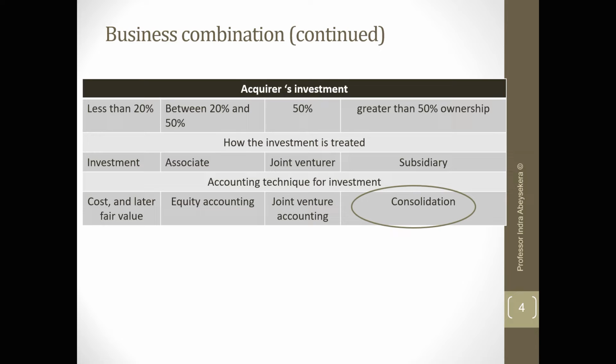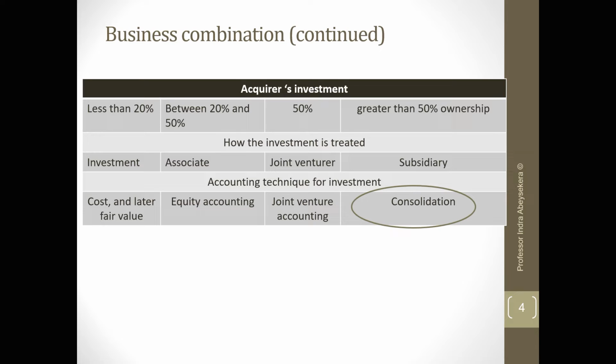If the acquirer's investment in a company is between 20% and 50%, the acquired company is called an associate. To find the value of investment in the associate, we use equity accounting.